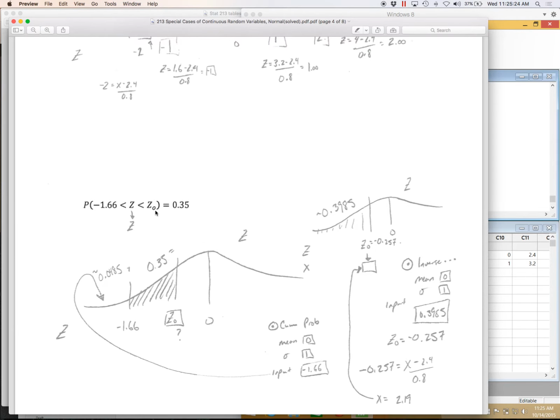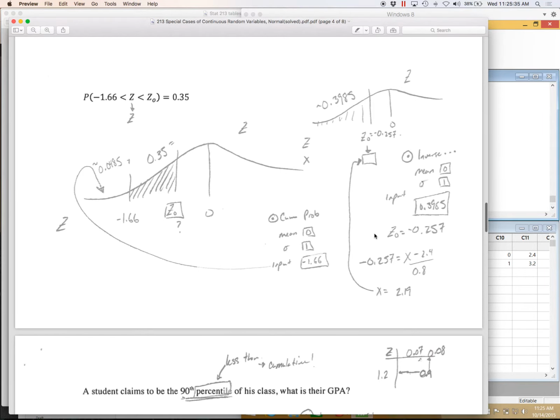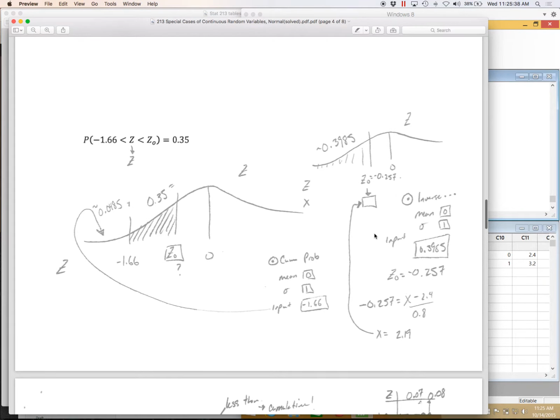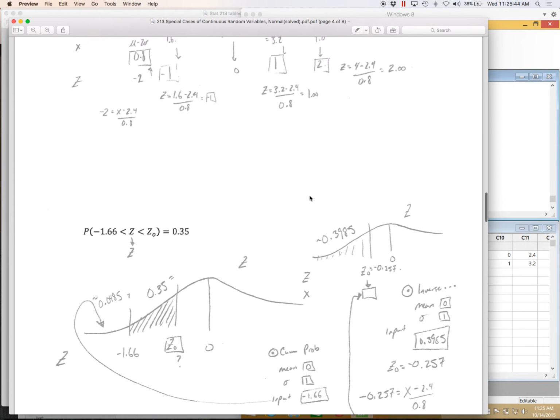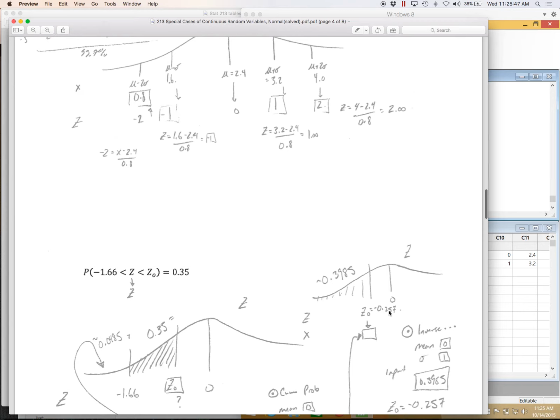So you can see this missing value, what must it have been? It must be negative 0.257 standard deviations, Z value. If I wanted to convert this into a GPA, here I've got this in terms of standard deviations. So here this is negative 0.257, in terms of Z, here's 0, here's negative 1. Negative 0.25 is somewhere right around here. So what GPA is this going to be? It's going to be a little bit less than 2.4. It's going to be more than 1.6.